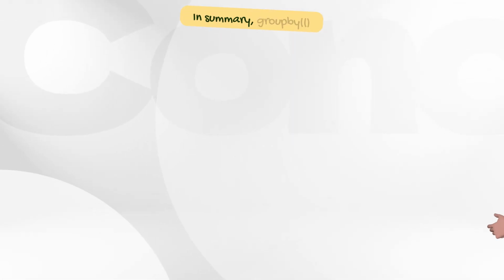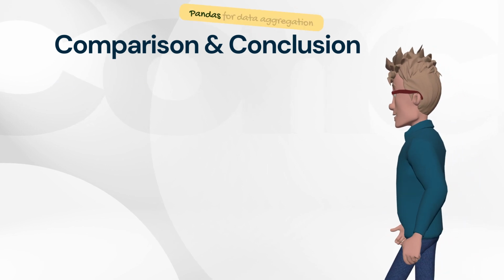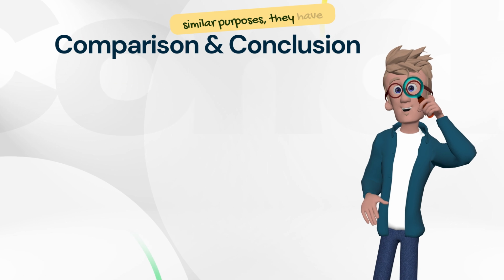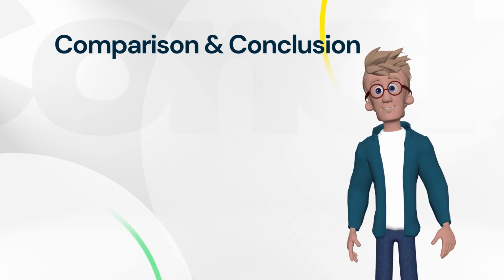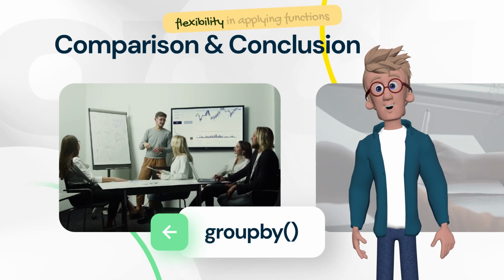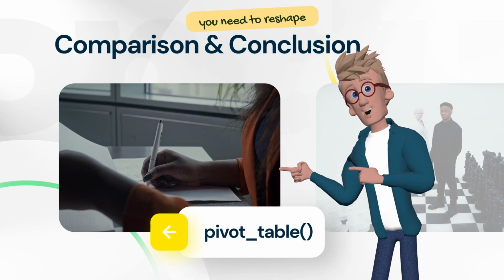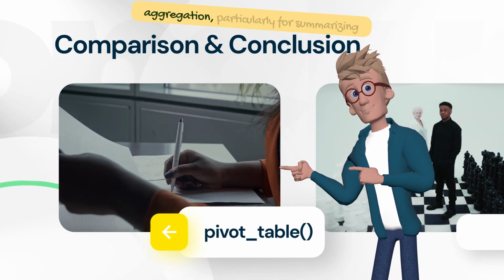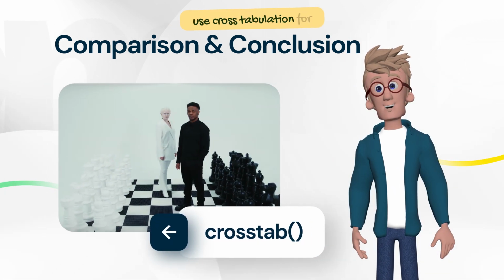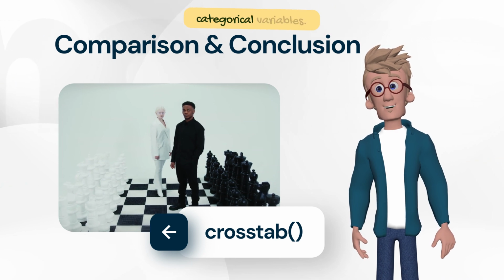toolbox. In summary, groupby, pivot table, and cross-tabulation are powerful tools in Pandas for data aggregation and analysis. While they serve similar purposes, they have distinct features and use cases. Use groupby for simple grouping and aggregation tasks, especially when you need flexibility in applying functions to groups. Use pivot table when you need to reshape data and perform multi-level aggregation, particularly for summarizing data across multiple dimensions. Use cross-tabulation for creating contingency tables and analyzing the relationships between categorical variables.